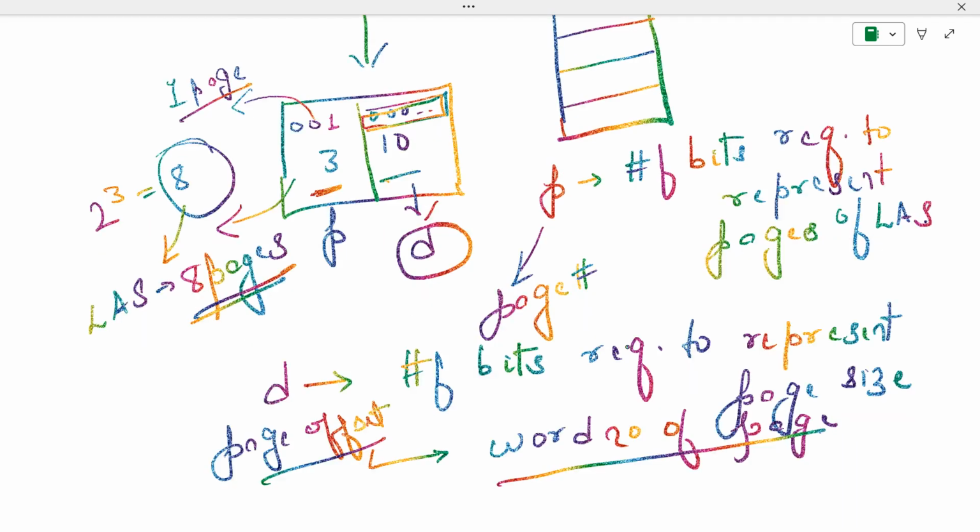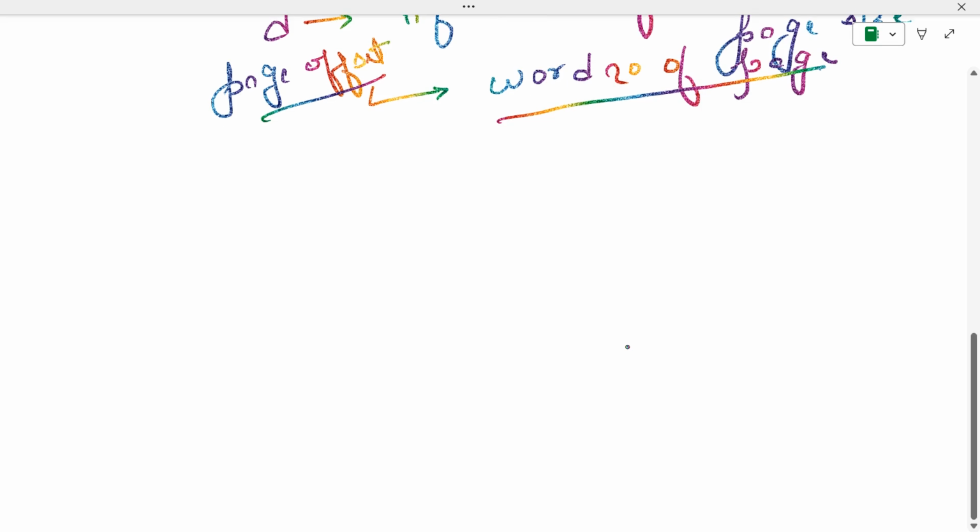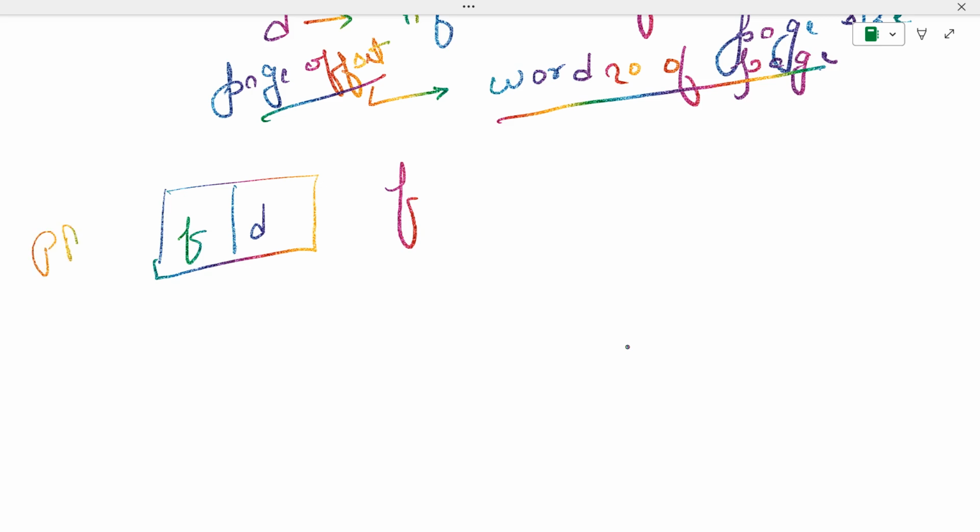Okay, let's come to the physical address, which constitutes the frame bits F and the D, that is the page offset or the frame offset. So this is the PA. Let's say it is a 12-bit physical address, and of this, 2 bits denote the frame number and 10 bits denote the frame offset.